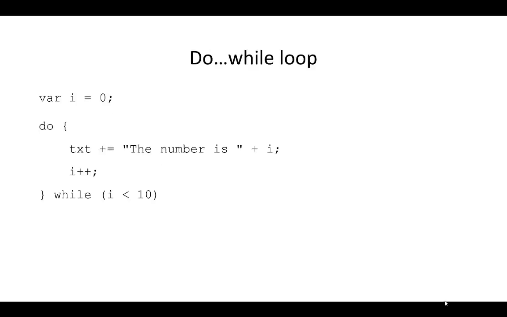Do while has a while function at the end. So we can set our counter to equal 0, and then we're going to do this block of text, while i is less than 10. So in this case, we're going to loop through that code 10 times.